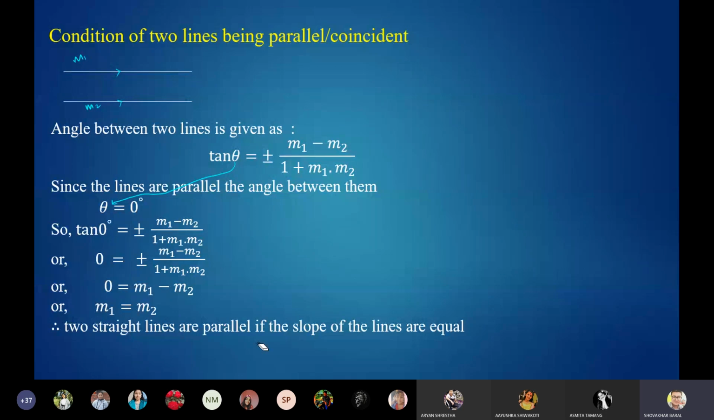Therefore, the two straight lines are parallel if the slopes of the lines are equal. Write the condition that therefore the two straight lines are parallel if the slopes of the lines are equal. You can write the condition of two straight lines being parallel: the two straight lines are parallel if the slopes of the lines are equal. I hope you understand this.